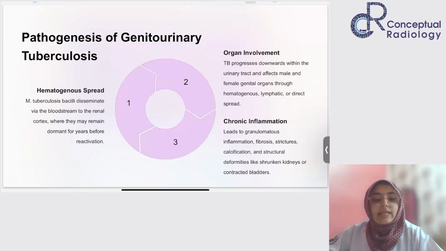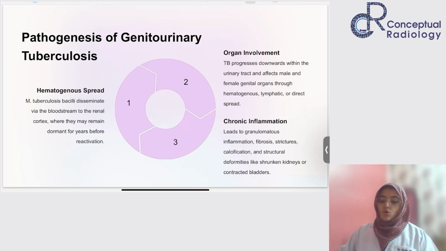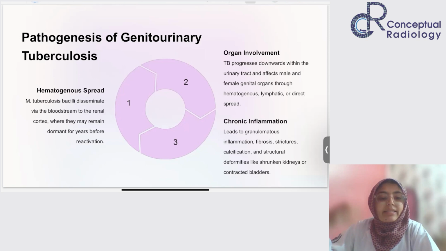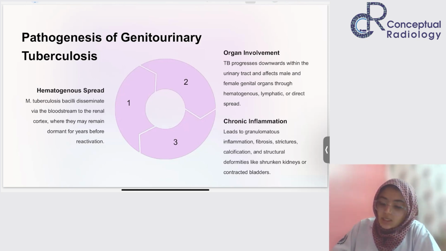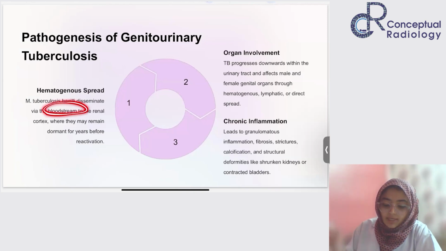Okay, so understanding the pathogenesis, there is number one, hematogenous spread. Number two, there is organ involvement. And number three, chronic inflammation. So what is the common route? It usually happens secondary to pulmonary tuberculosis. So it is going to start from hematogenous spread, disseminating via the bloodstream.